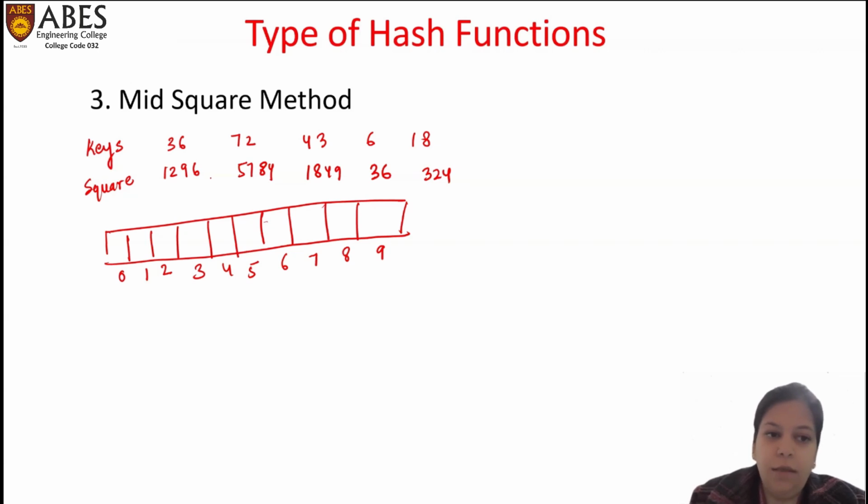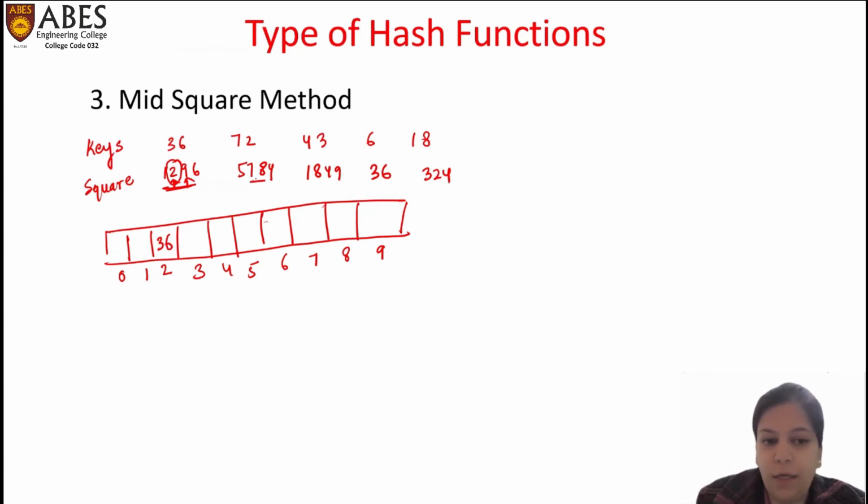Now, in order to take the mid-square method as the hash function, we are going to take the middle digit of the square as the index. As you can see, in the first number, that is 1296, we have two middle digits. So we can take either of them. Usually we take the left one. So here the index becomes 2. 36 can be mapped at index 2.